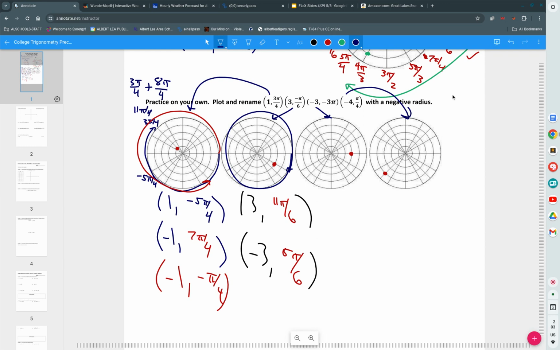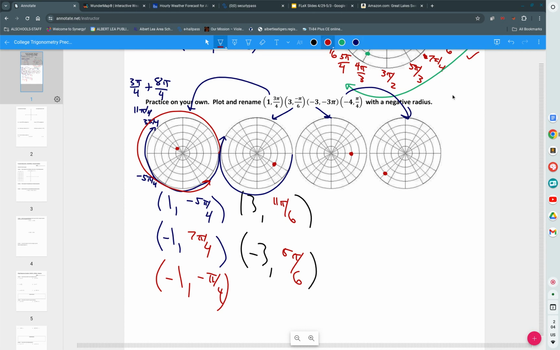Could you do negative 7 pi over 6 for the top one? If you did negative 7 pi over 6, it will bring you right here, and then you need to go negative 3. So negative 7 pi over 6 would work for the bottom. Okay, see that now?